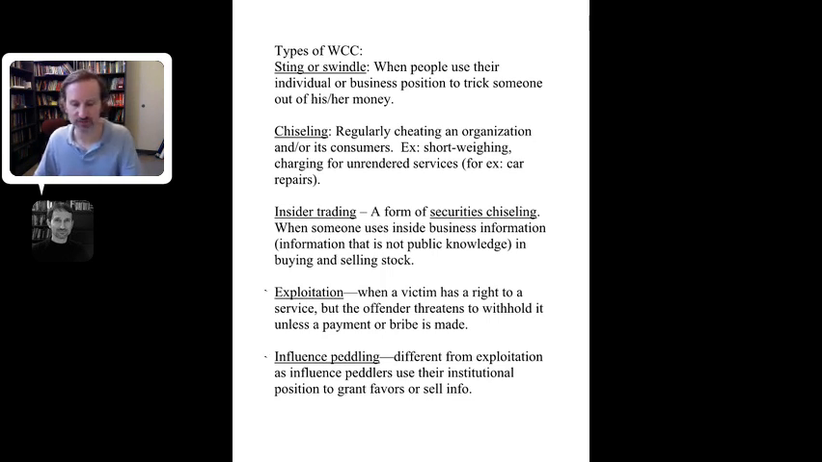Influence peddling. The discussion in your textbook about this is interesting. In my textbook, there's a picture of Tom DeLay. Tom DeLay was a fellow in the House of Representatives who was forced out of politics because he was in a bribery scandal which involved a lobbyist, whose name was Jack Abramoff. So influence peddling, it says, is different from exploitation because these are people who use an institutional position they have to grant a favor or sell information. Jack Abramoff is a lobbyist, so he is paid by some companies to promote certain interests, and if he can influence someone, for example, a major figure in government, to vote in particular ways, then that would be a primary example of influence peddling.